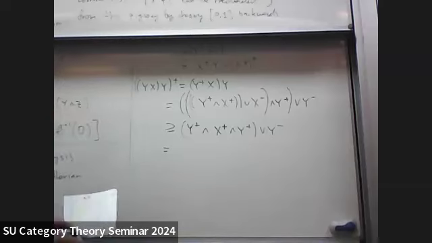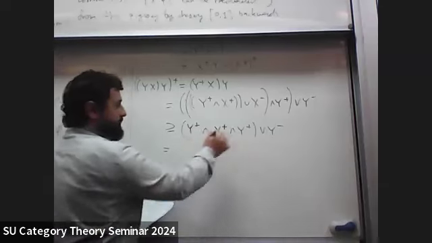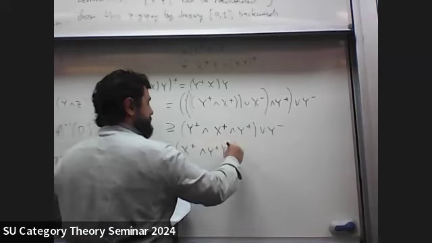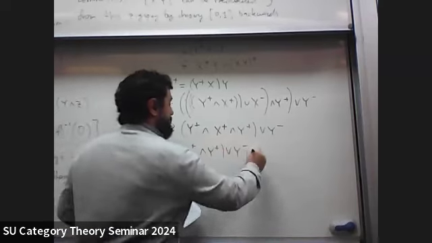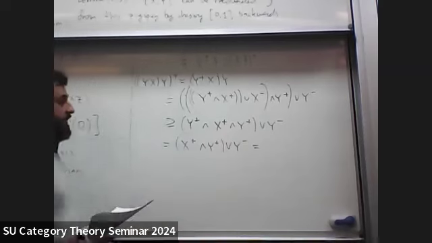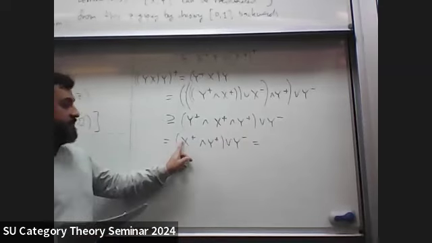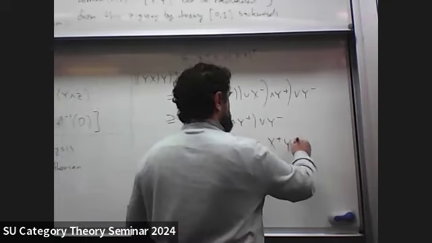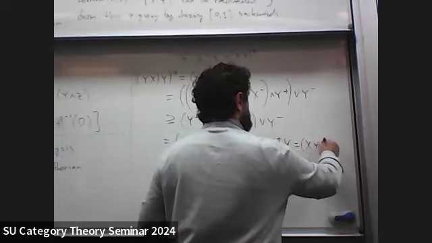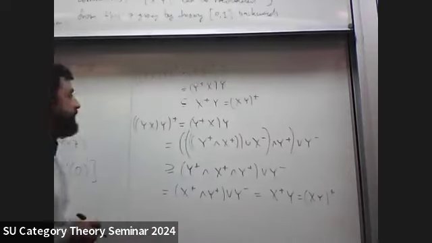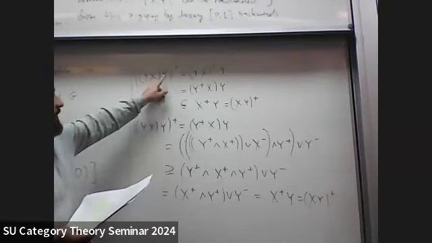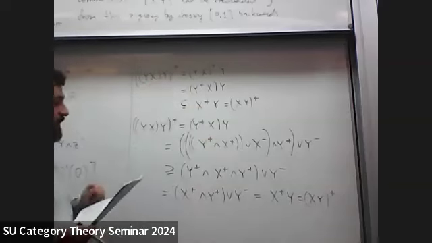Which of course is the same as, you see y plus appears twice here, so it's the same as x plus meet y plus join y minus. And that is the same as exactly projecting x plus inside y. So it's a projection of x plus inside y, which is the same as xy plus. So we now proved both inequalities for yxy plus and xy plus, so they're equal.